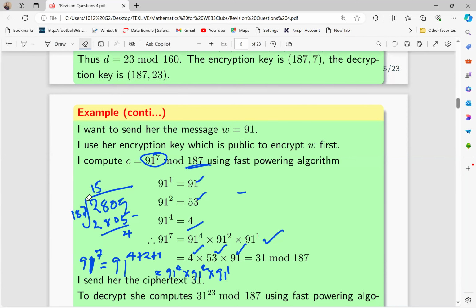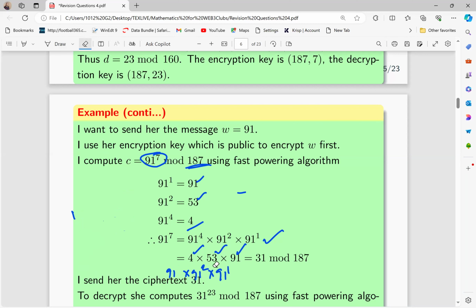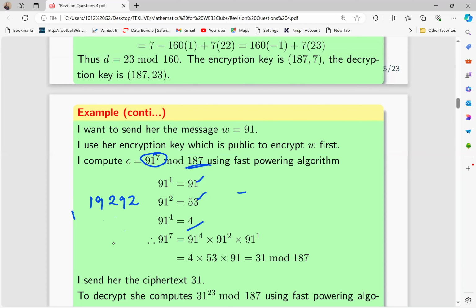Yes? 90. What did you multiply? 4? Yes, and what do you get? 90? 292. We are doing this mod 187. What it means, you divide this by 187. How many times does it go there? 100 and? What is 103 times 187?